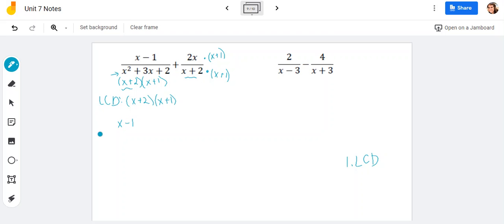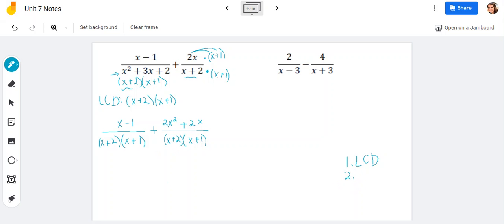So just rewriting it, the first fraction just stays the same, plus, and then I have 2x times x plus 1. So I can think about distributing that. So 2x times x is 2x squared. 2x times 1 is 2x, over x plus 2 times x plus 1.